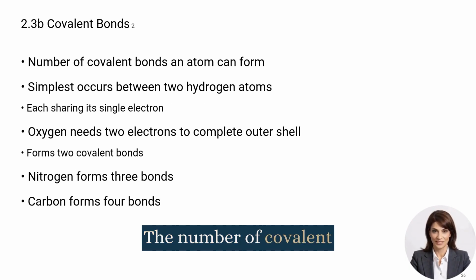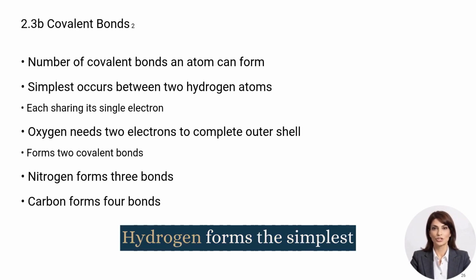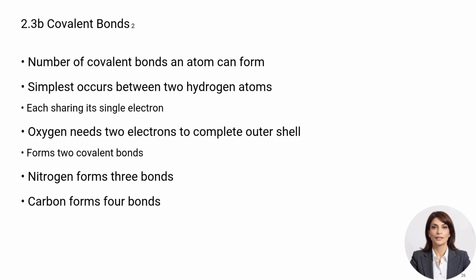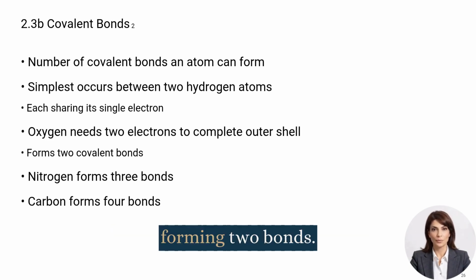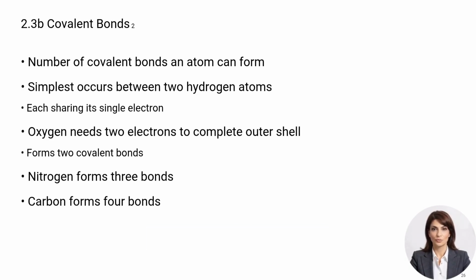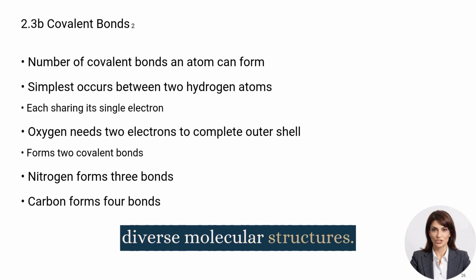The number of covalent bonds an atom can form varies. Hydrogen forms the simplest bond by sharing its single electron. Oxygen requires 2 electrons, forming 2 bonds. Nitrogen forms 3 bonds, while carbon can form 4 bonds, allowing for diverse molecular structures.